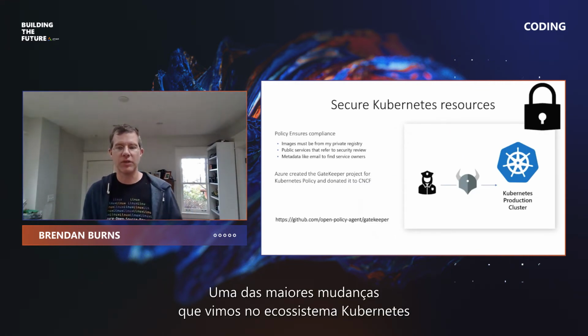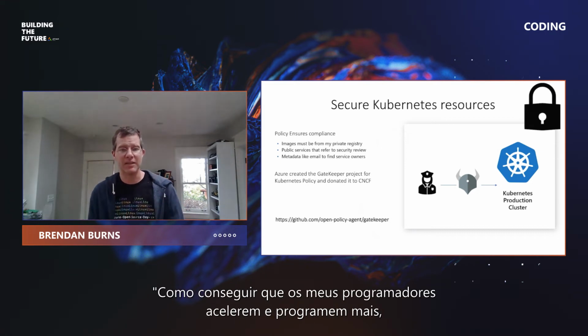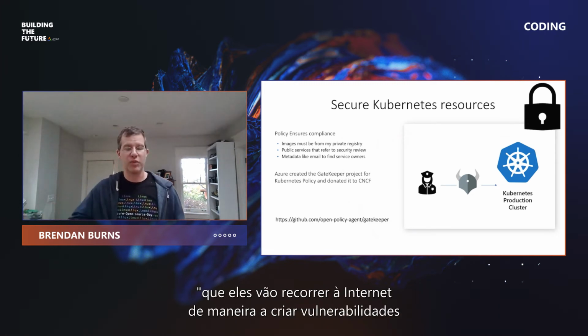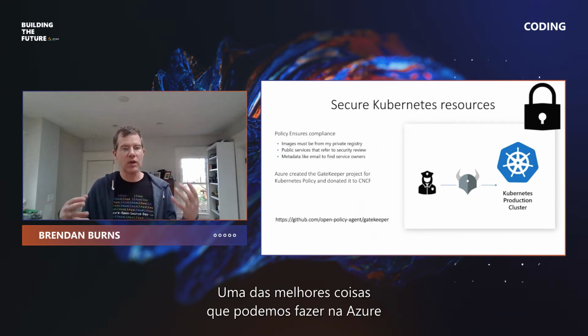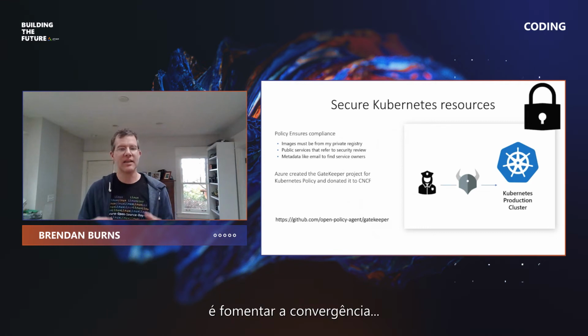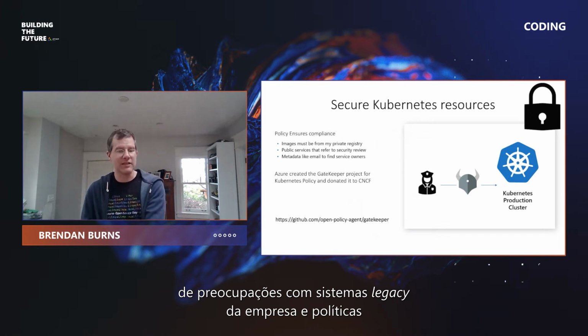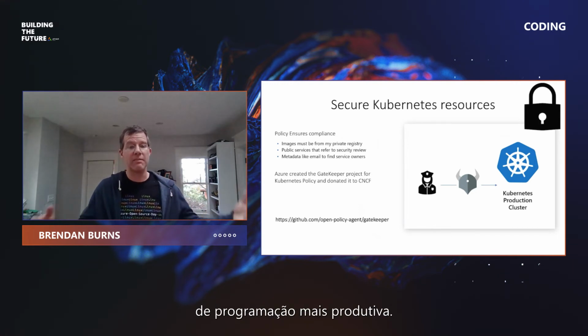And so one of the most important shifts that we saw in the Kubernetes ecosystem was the introduction of things like policy, and customers who are coming to us and saying, how can I possibly ensure that my developers can move quickly, that they can push code all the time, but at the same time, my CISO can sleep at night knowing that they're not going to have pulled in random images off of the internet that could change or add crypto mining or any other sort of vulnerability to my services. One of the great things that we can do as Azure is take that intersection of the more legacy or enterprise concerns of things like policy, as well as the more cloud native and digital native concerns of pushing code quickly, and marry them together.